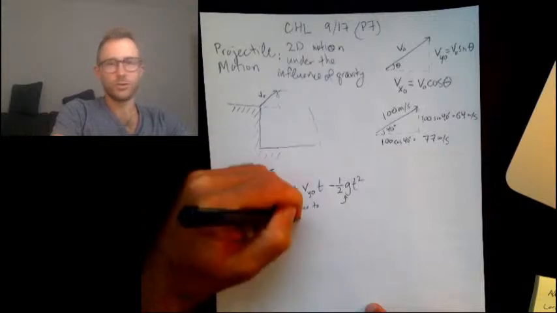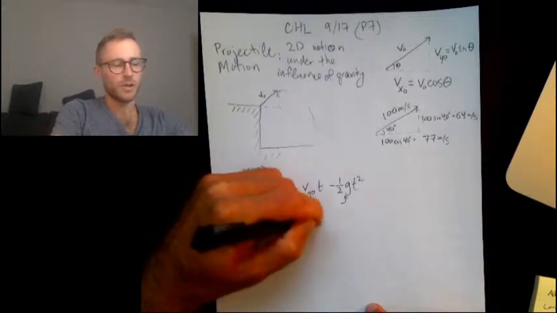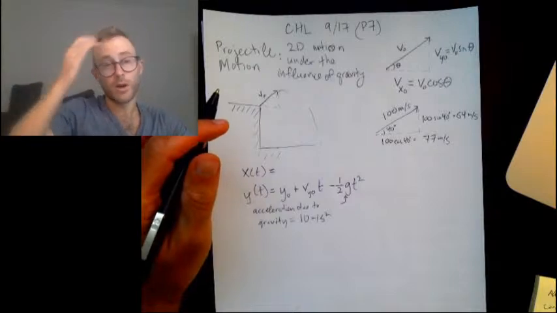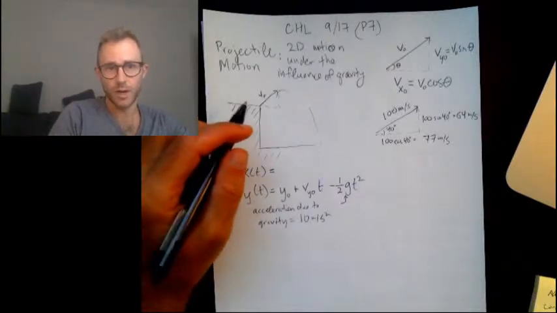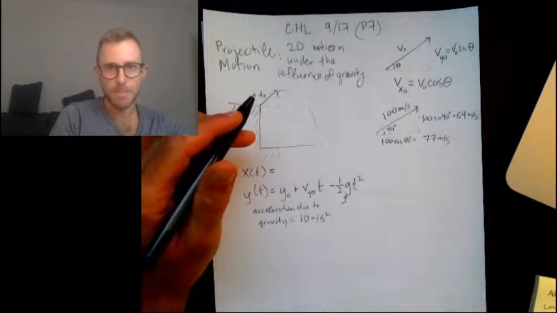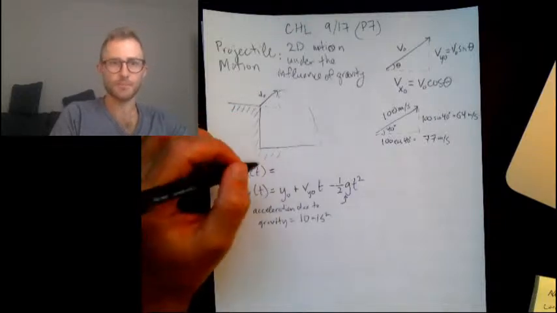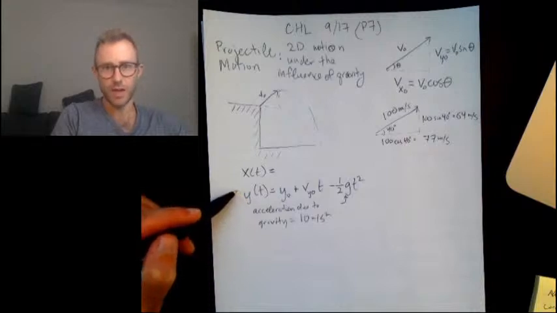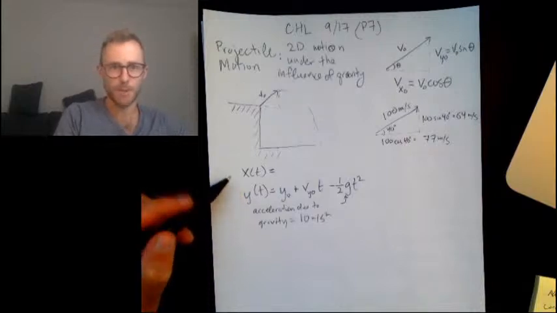And that is equal to 10 meters per second squared. Actually, it's 9.8 meters per second squared, but for all of the problems in this class, you will round 9.8 meters per second squared to 10, okay? So this describes the elevation of the projectile as a function of time, okay?